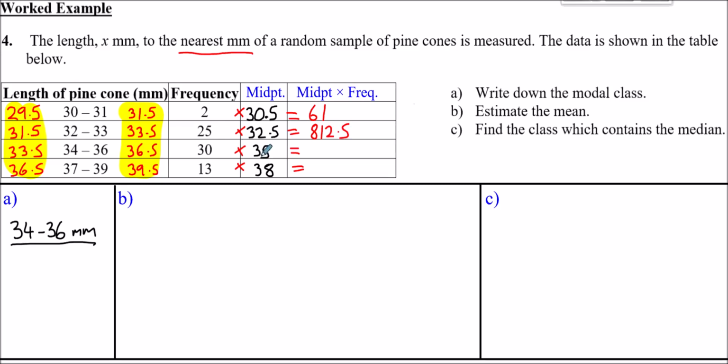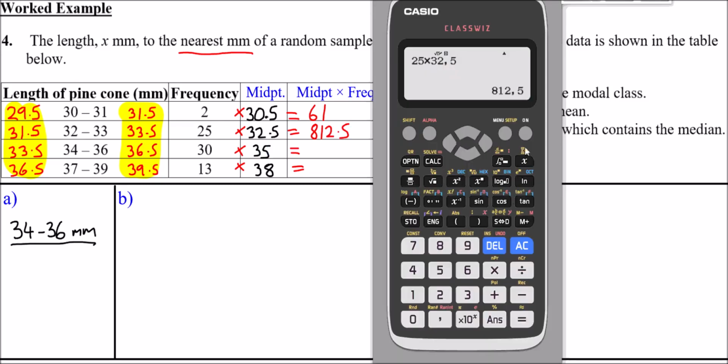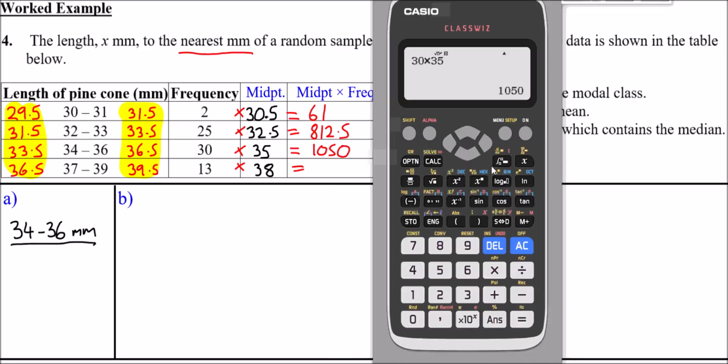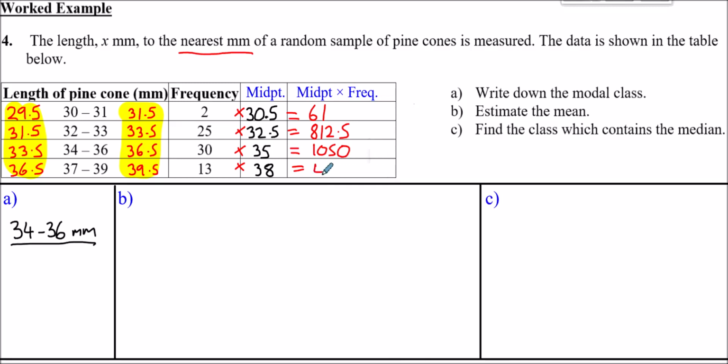And 30 multiplied by 35. It's always worth doing that on a calculator, even if you think it's 1050. Calculator will be a friend for A level. So 1050. And finally, 13 multiplied by 38. Just multiply these two and we're done. Well, almost done. 13 times 38. That's going to give us 494.